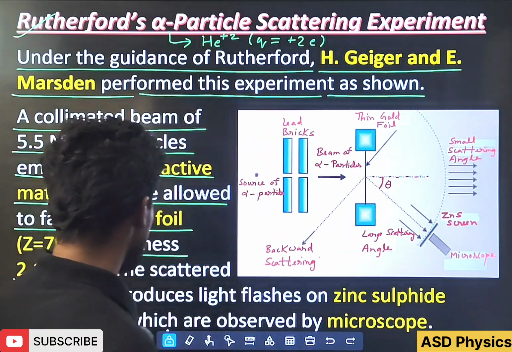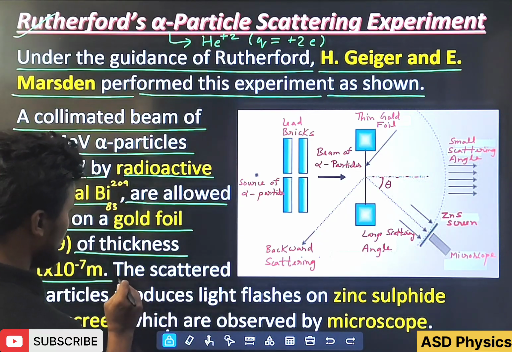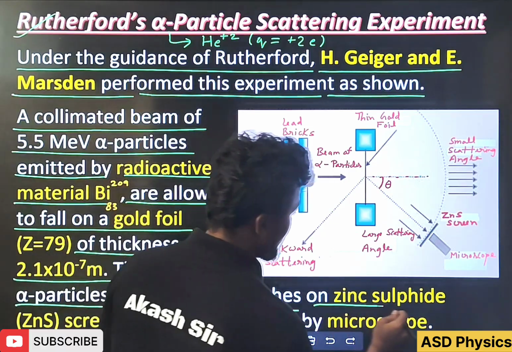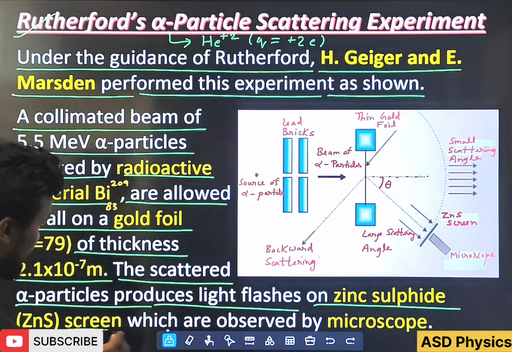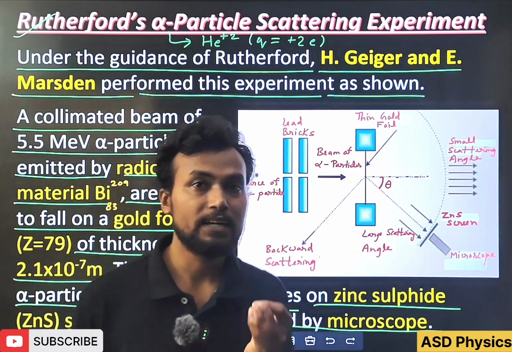Overall, this zinc sulfide screen and microscope is called the detector. Okay, remember that. Now after that, what is given here? See, the scattered alpha particles produce light flashes on a zinc sulfide screen, which are observed by a microscope, as I have explained to you.